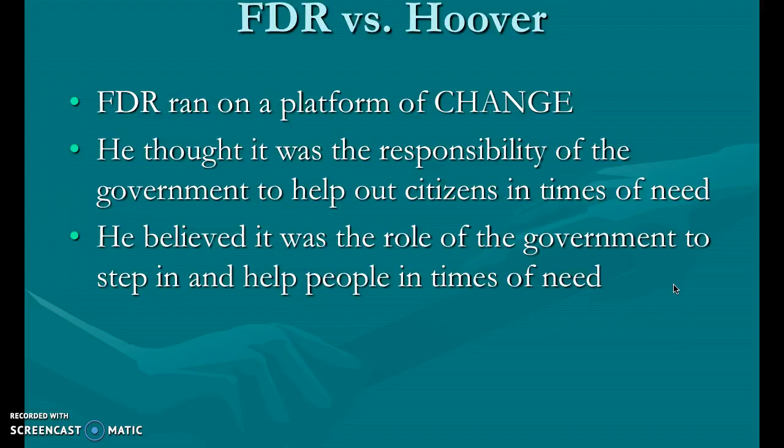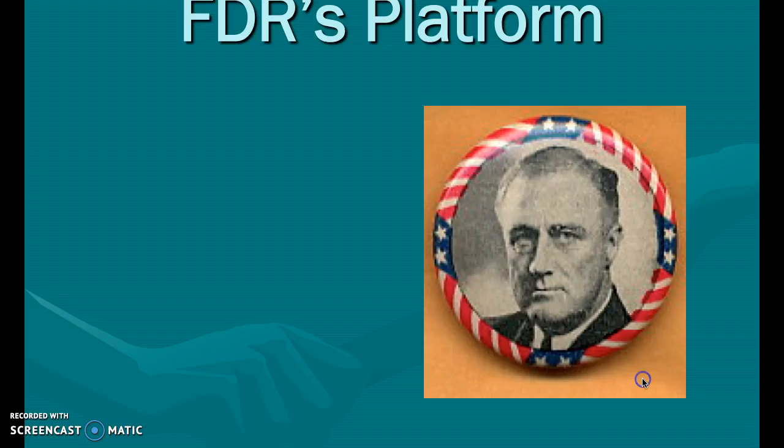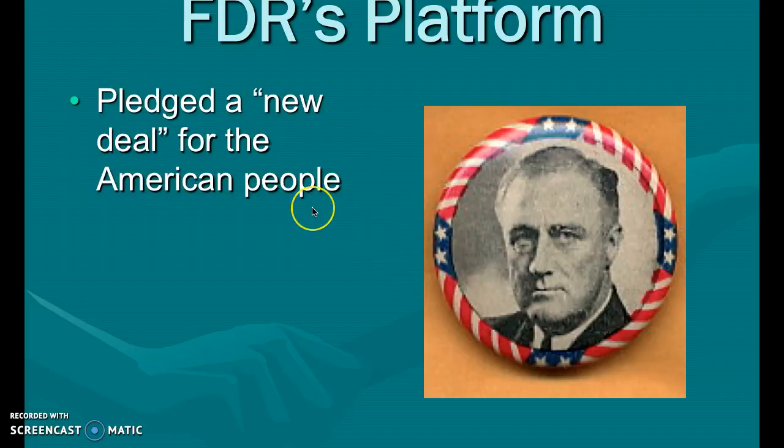Hoover did not believe that. He believed the exact opposite. So FDR ran on a platform of something called the New Deal, which we're going to learn a lot more about tomorrow and on Friday. The New Deal was FDR's plan to get America out of the Great Depression. I'll say that again. The New Deal was FDR's plan to get America out of the Great Depression. And we're going to go into more detail about that in the coming days, but that's just a little overview for right now.